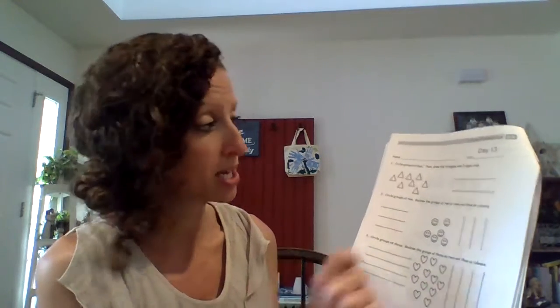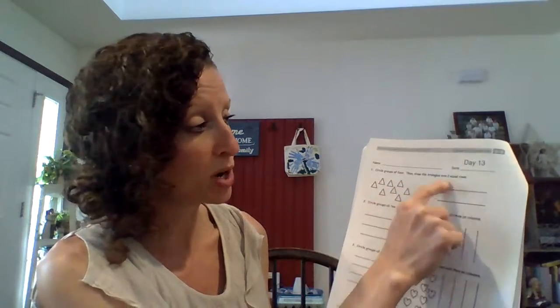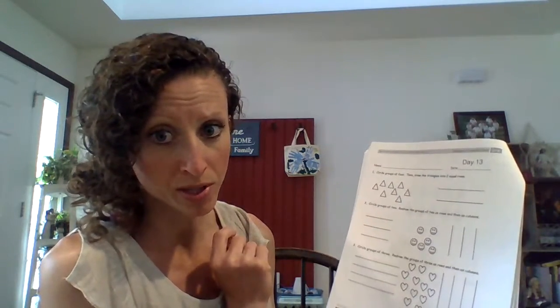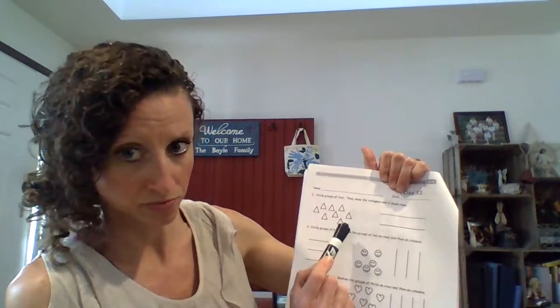Okay, it says in this first one, let's count how many triangles we have. 1, 2, 3, 4, 5, 6, 7, 8. There are 8 triangles. I am supposed to split these into 2 rows. Okay, so I have my 2 rows right here. How many would you have to put in each row to split up these 8 triangles? Well, what is half of 8? You're right, 4.